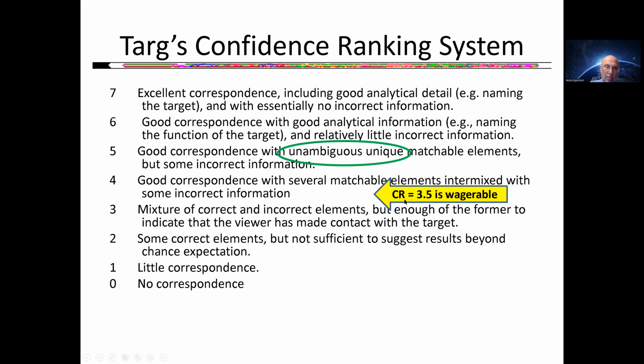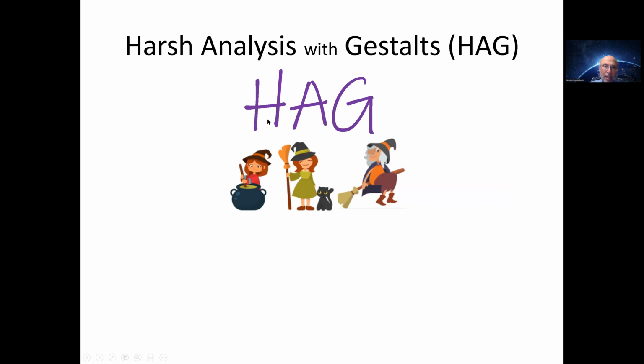You're going to see that in a moment. And a 5 is very good. That's unambiguous, unique matchable elements, but still some incorrect information. And 6 and 7 get to where that analytical information is correct. You function the target, name of the target.